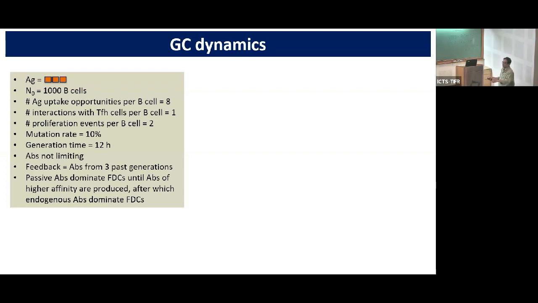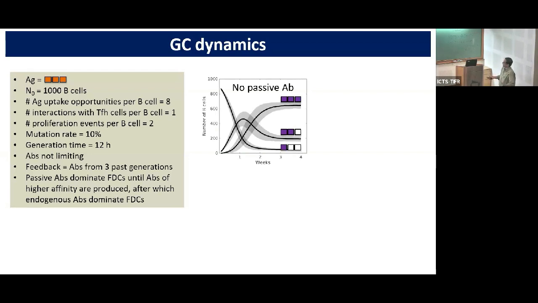Antibodies we assume were not limiting because they're passively administered antibodies. They're usually around in copious amounts. Antibody feedback, we restricted it to the past 3 generations, which was also reasonable. And then we assumed that these passive antibodies would dominate antigen presentation in the germinal center until endogenous antibodies had affinities that were larger than these passively administered antibodies, after which natural affinity maturation would take over. So we now set this up and ran these simulations.